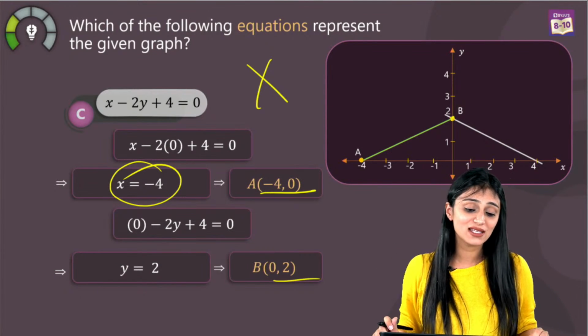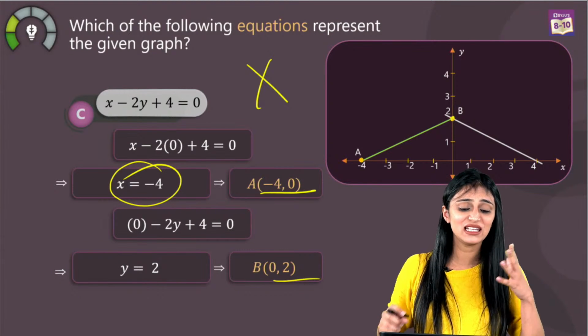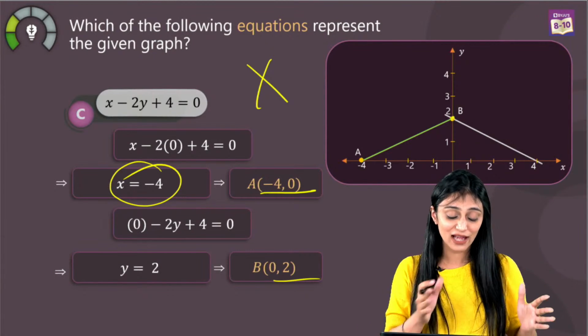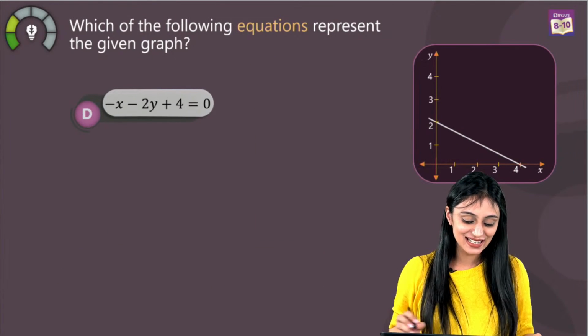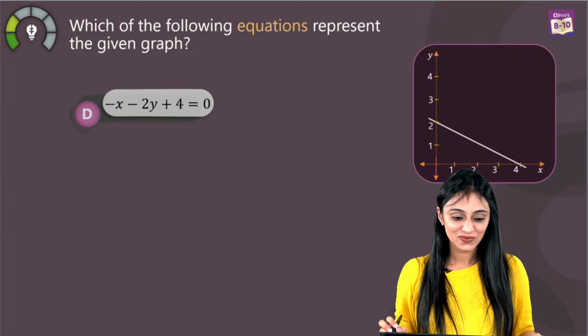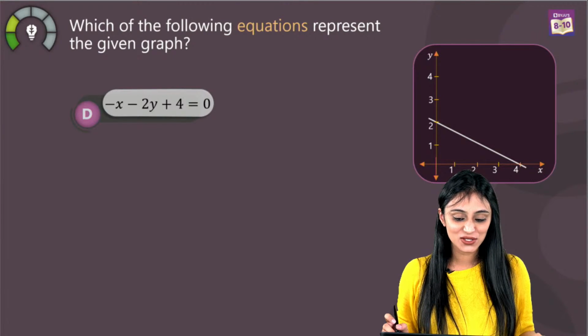I can see mixed answers over here. Some are writing B, C. Now, since I've solved D, now you have started saying it's option D now. Okay, let's see option D. Let's solve this. So we have minus x minus 2y plus 4 is equals to 0.